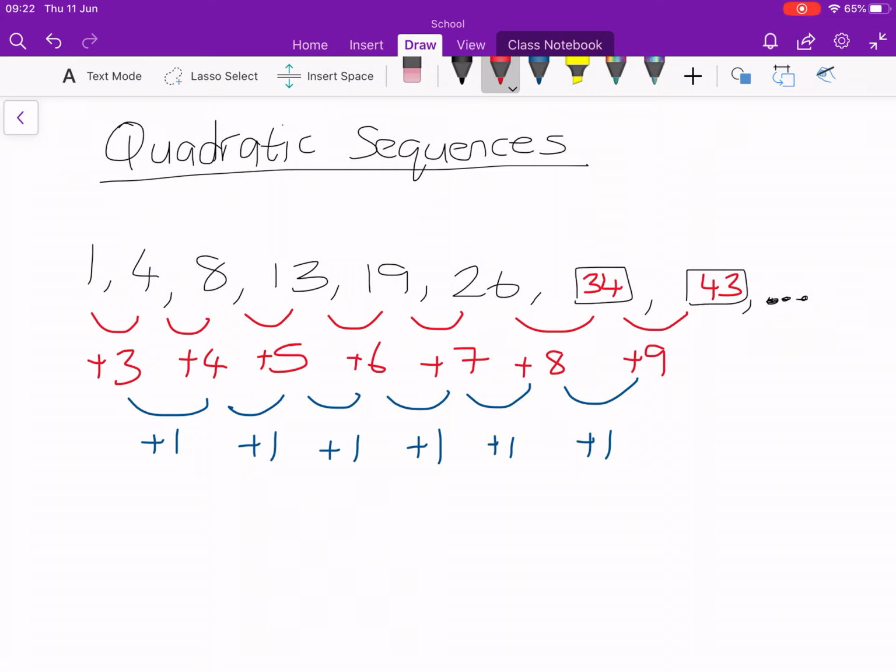So again, that relates just to finding missing terms, finding the next terms or whatever. So hopefully that is okay. That's quite methodical, quite straightforward. The next bit is a bit trickier, and the next bit is about finding the nth term of a quadratic sequence.